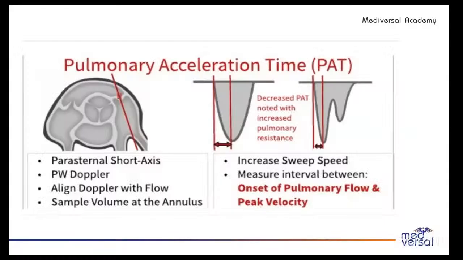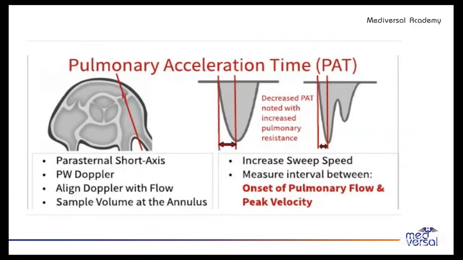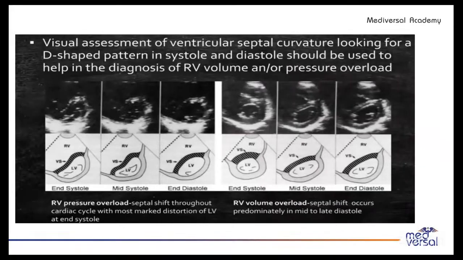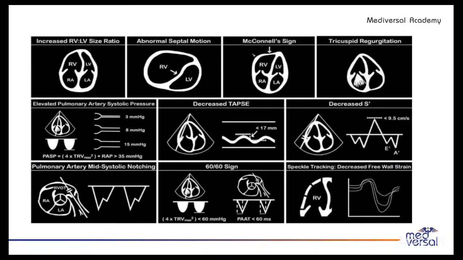Pulmonary acceleration time is an indirect measure of pulmonary vascular resistance, and decreased pulmonary acceleration time is noted with increased pulmonary resistance. Normally it is more than 120 milliseconds, and if it is less than 120 milliseconds, or when there is notching in the pulmonary acceleration time, the chance of pulmonary embolism is higher. Pulmonary acceleration time is also an indirect measure of pulmonary artery hypertension.